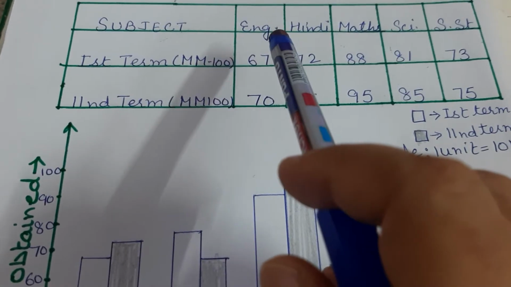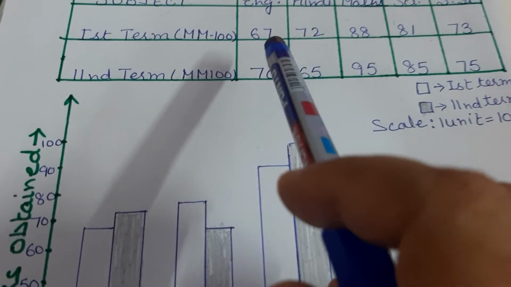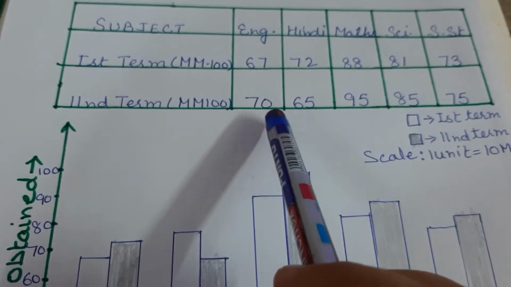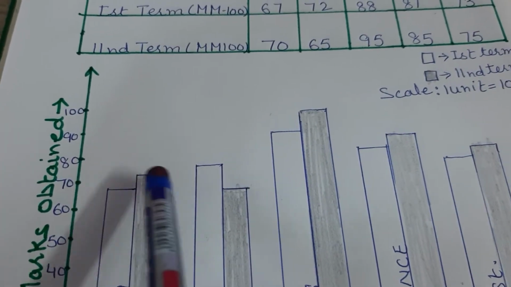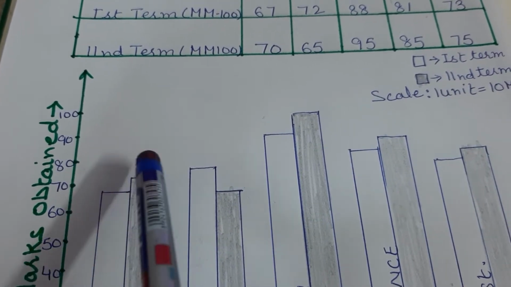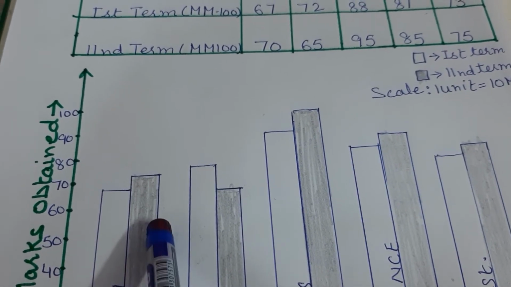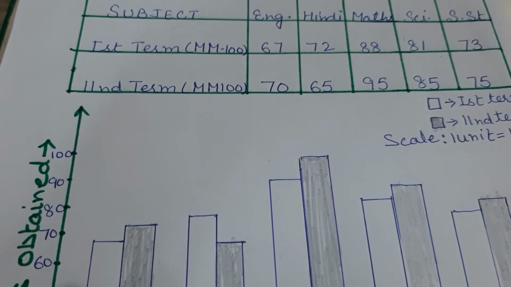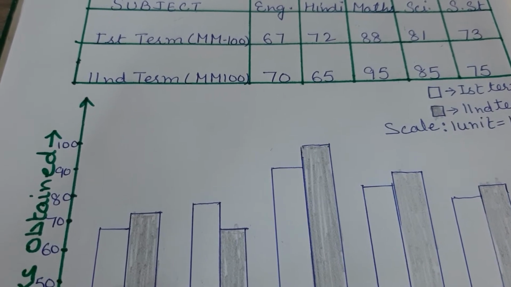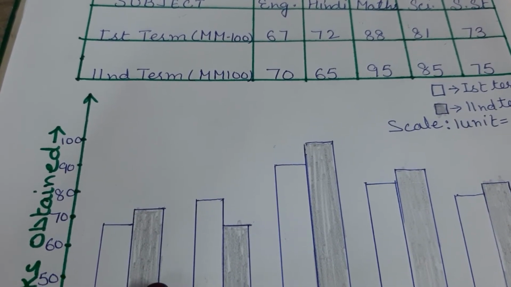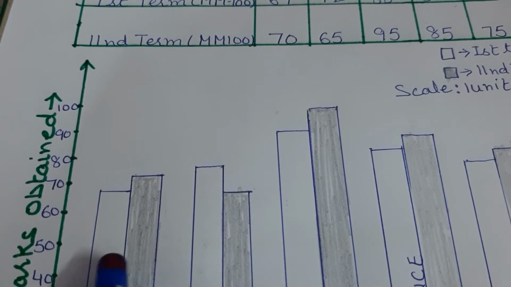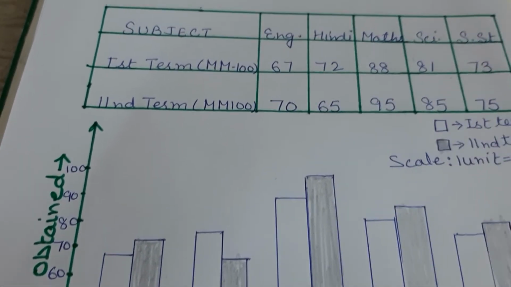So let's start. The first subject is English. In English he got 67 in the first term and in the second term he got 70. According to the scale you know how to mark the bars. You will draw both these bars together without any distance, because these two bars are representing one subject. So we will not leave any space in between these two bars.